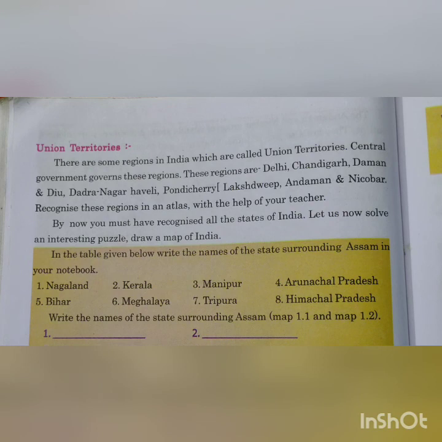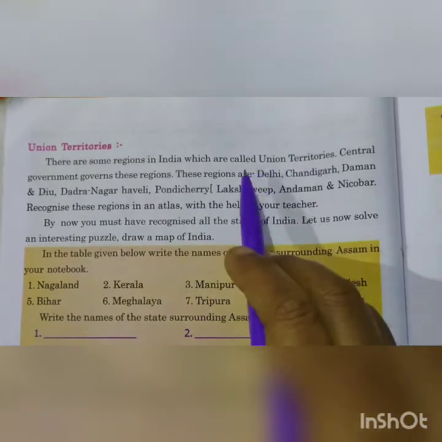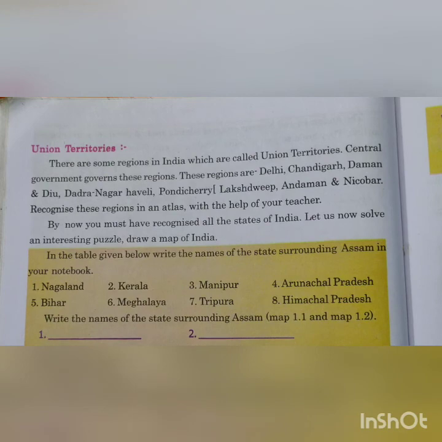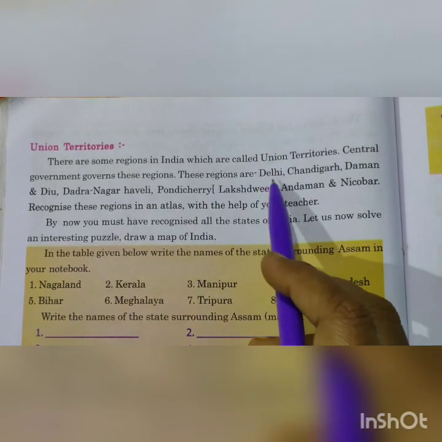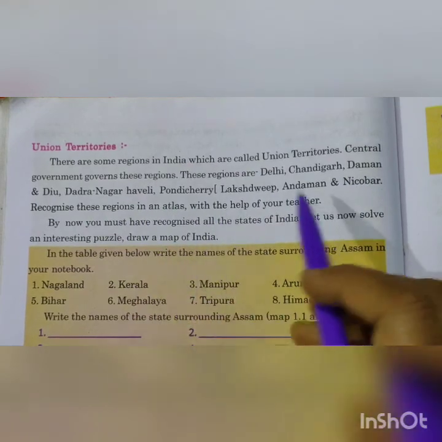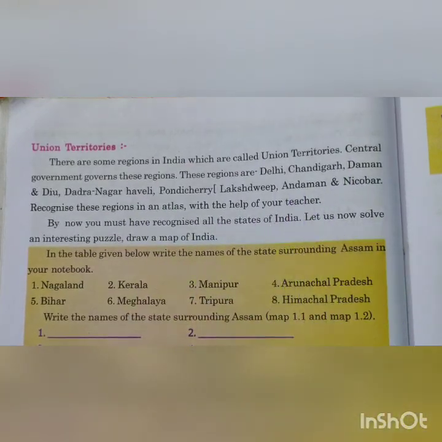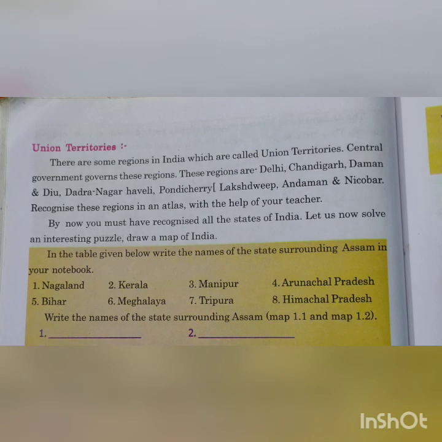It has been governed by the union central government. There are some regions in India which are called the union territory, and the central government governs these regions. And actually these are the old names given over here. There are certain changes. So what are the main union territories?